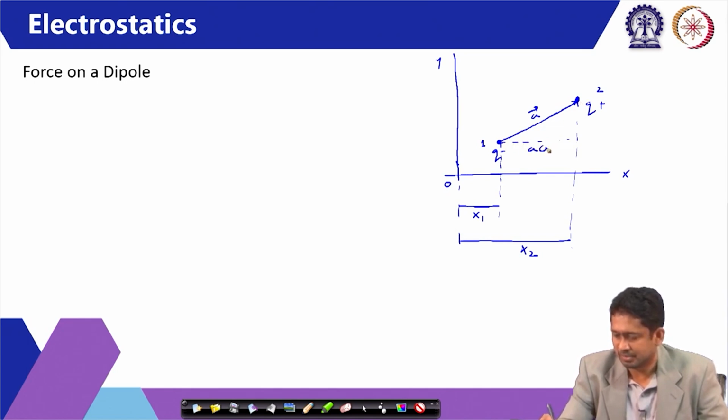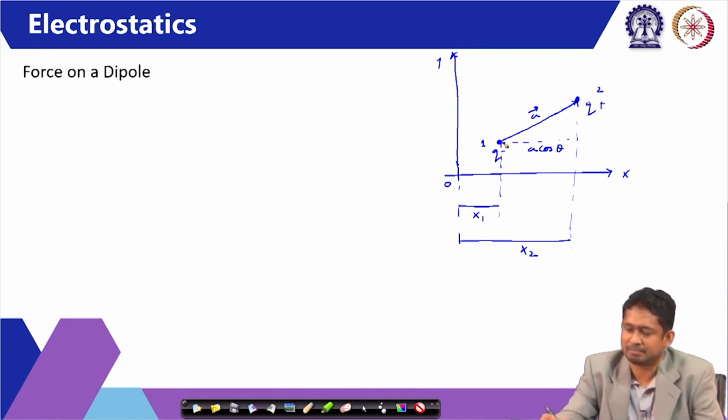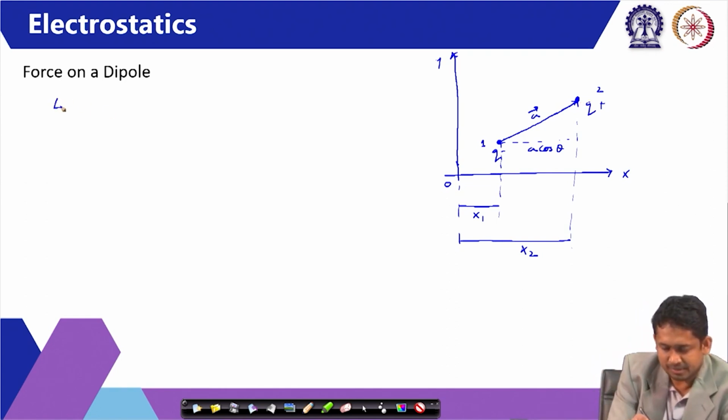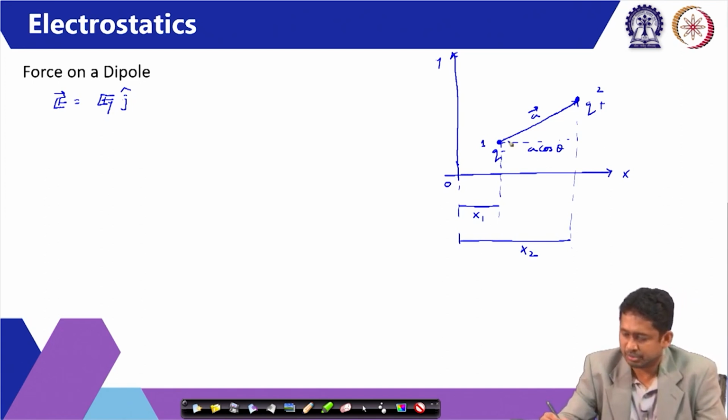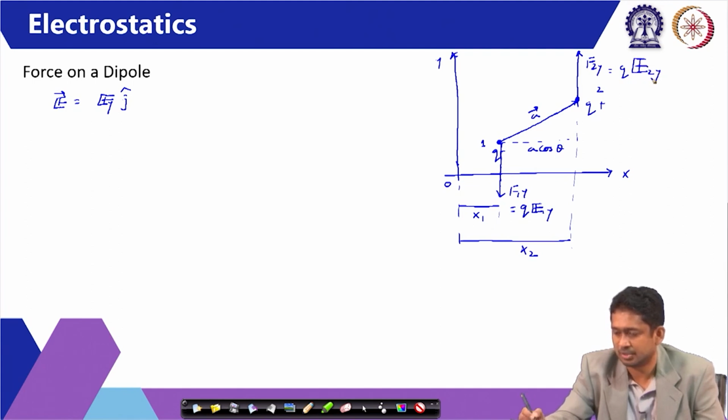Now, this we can call a cos theta. Let us imagine that the electric field is oriented purely along the y direction. So, the value of the electric field at the first point is E1y, and the value of the electric field at the second point is E2y. So, we can write the electric field vector E as Ey multiplied by j. The force experienced by this negative charge is F1y, which can be written as q multiplied by E1y, and the force experienced by the other is F2y, which can be written as q multiplied by E2y.